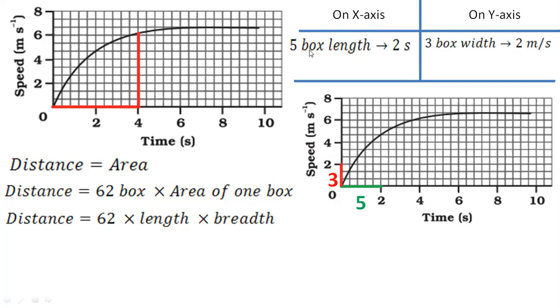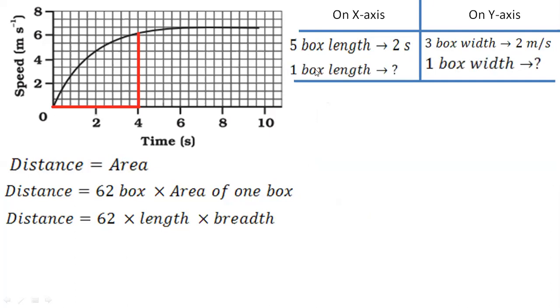Now let us try to calculate the length of one box and the width of one box. So what will one box length be and what will one box width be? It's a simple direct relation. All you have to do is cross multiply. When I'm calculating for x, I will say it is Lx. Lx means length on the x-axis. So it would be 2 into 1 divided by 5. Cross multiply, so that answer would be 2 by 5.